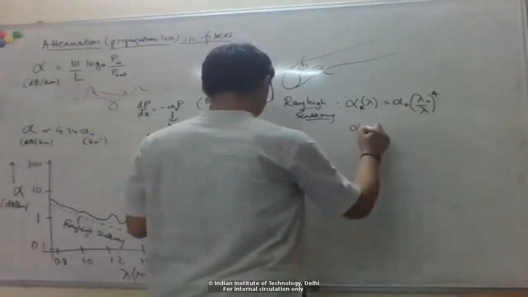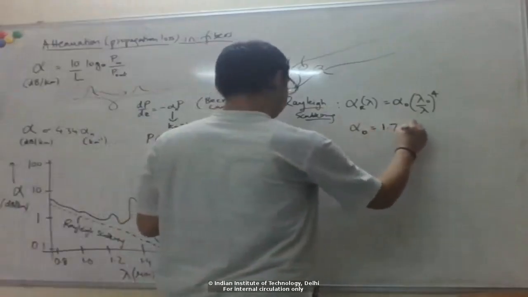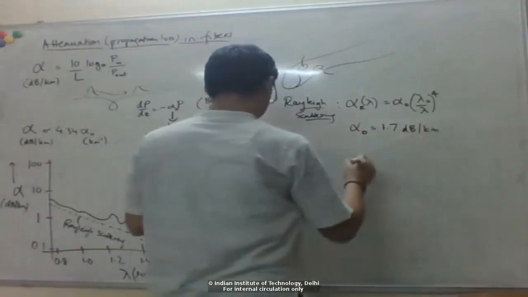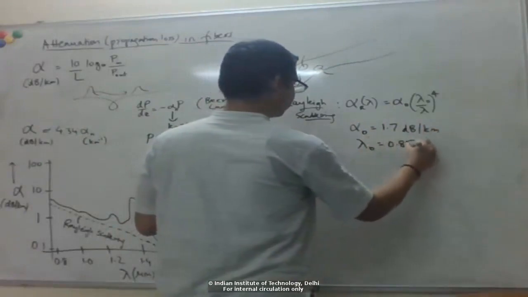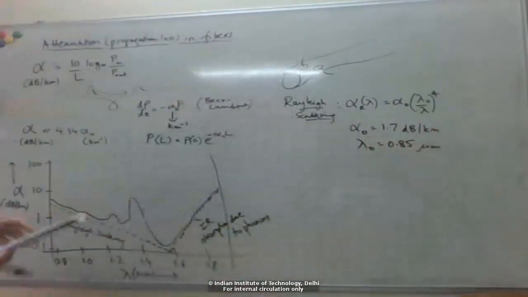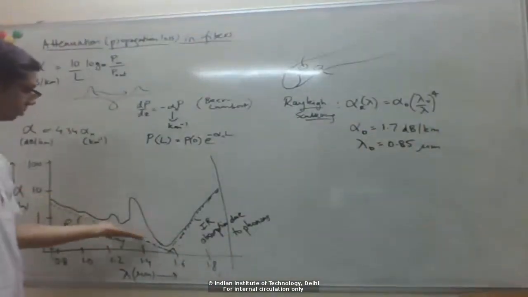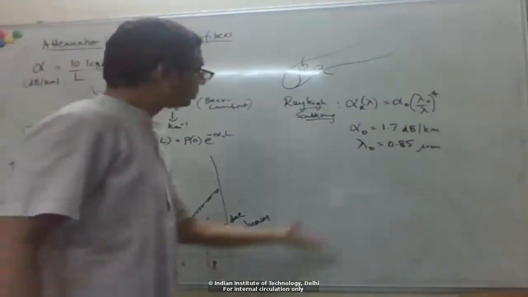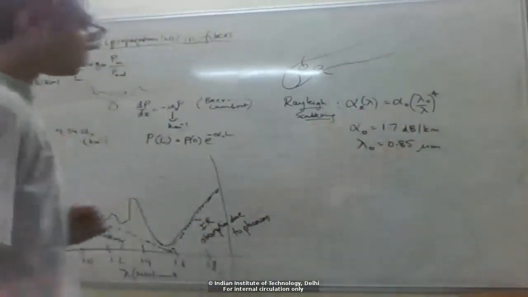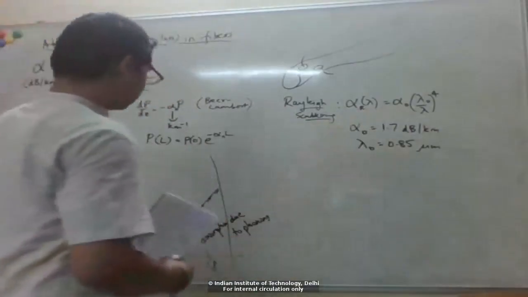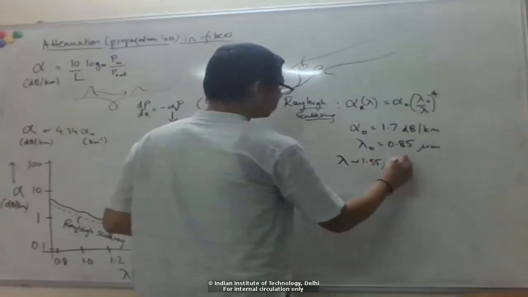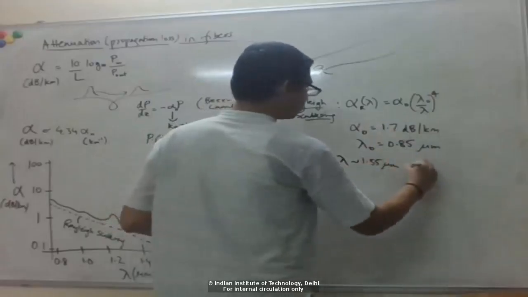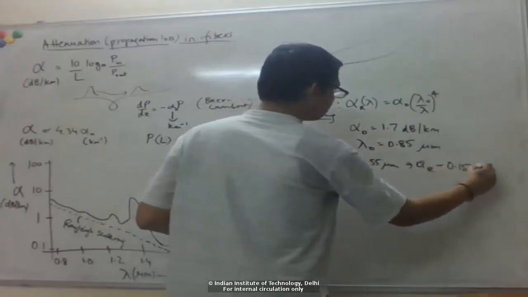So this constant alpha naught is about 1.7 dB per kilometer at a wavelength lambda naught of 850 nanometer. Basically, if you just had Rayleigh scattering, then as you go towards longer and longer wavelengths, you do better and better. At the telecom wavelength, the most popular one, which is about 1.55 micron, the Rayleigh scattering coefficient is about 0.15 dB per kilometer.